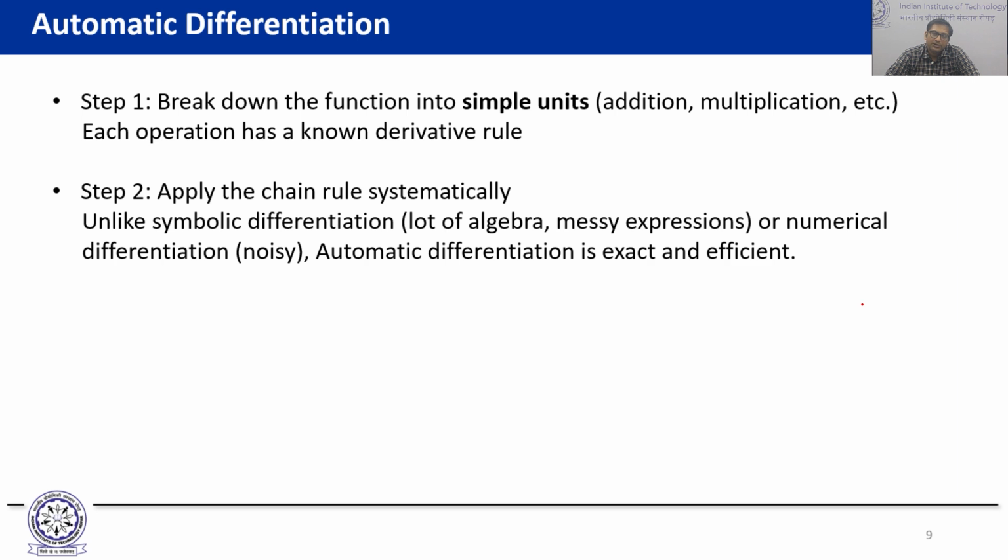The next step, of course, is to go ahead and apply the chain rule systematically in order to perform the differentiation. Unlike other types of differentiation, whether it is symbolic differentiation, where a lot of algebra is involved and the entire term can sometimes get quite messy, or numerical differentiation, which is not exact and can generate a good amount of noise, automatic differentiation is quite exact and efficient. So this is why automatic differentiation gets used in these physics-informed neural network types of approaches.